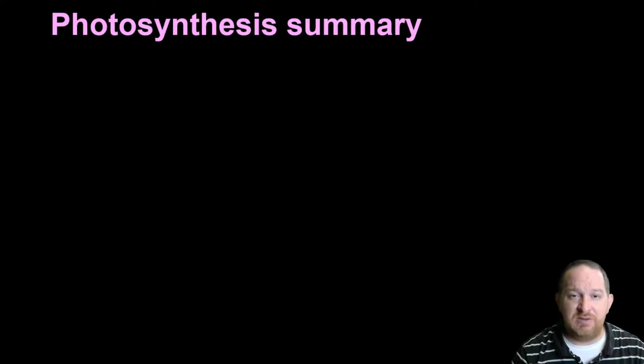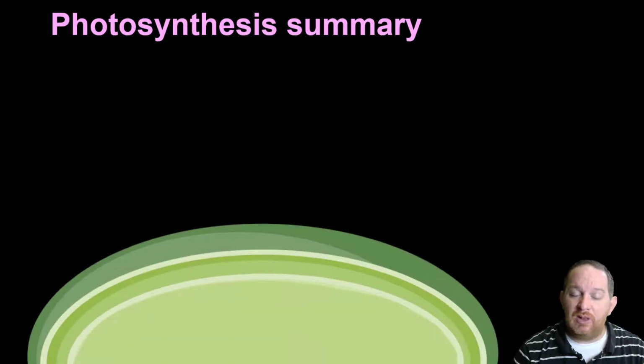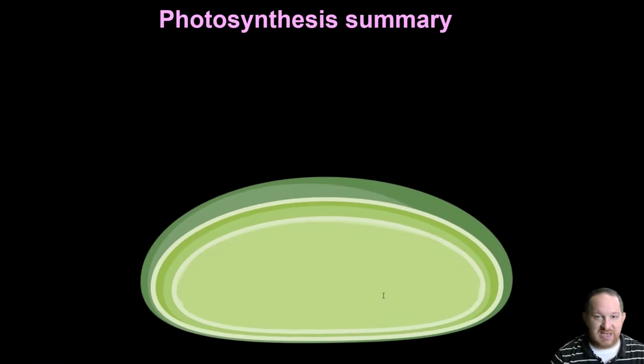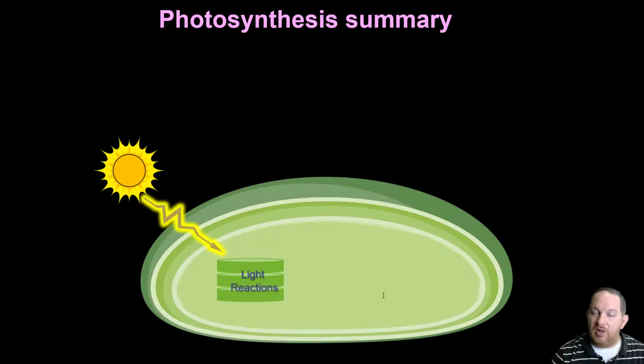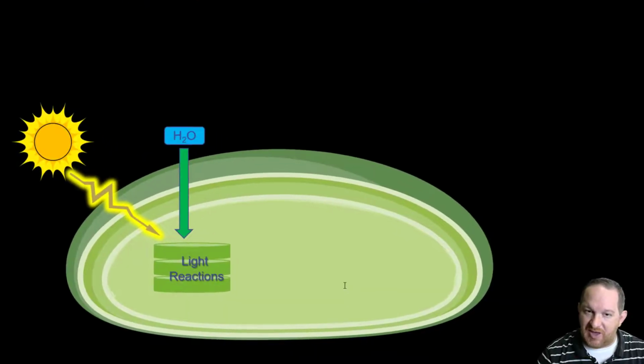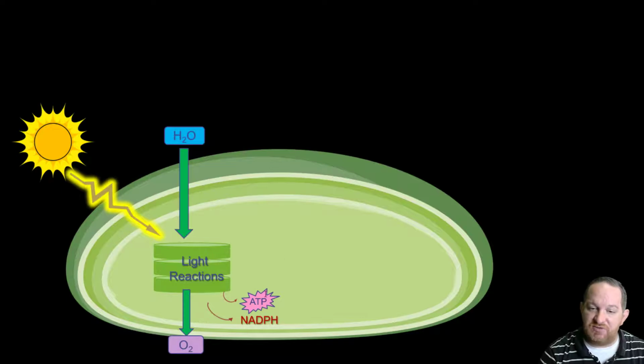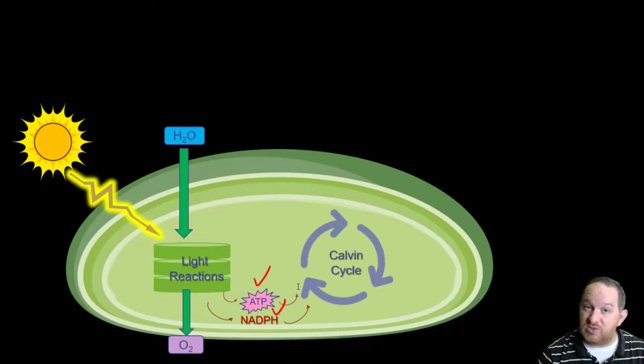Okay, so a little summary. So let's just remember, let's take it back a step. Light reactions take place first in the thylakoid membrane, right? Water is used, it's split into oxygen, the electrons get excited, go down that electron transport chain. End result, we get some ATP and NADPH. Those are what are used, as we just saw, to drive the Calvin cycle.